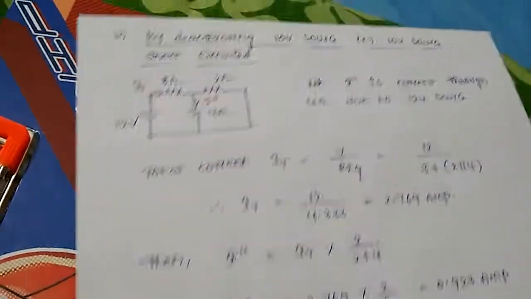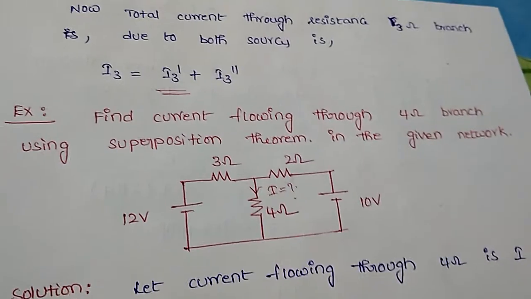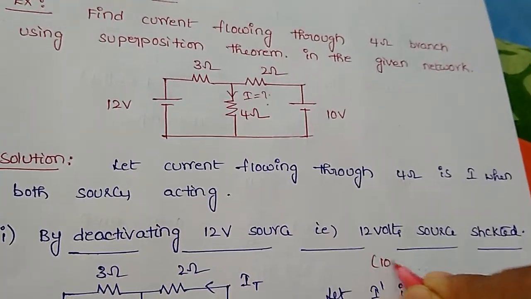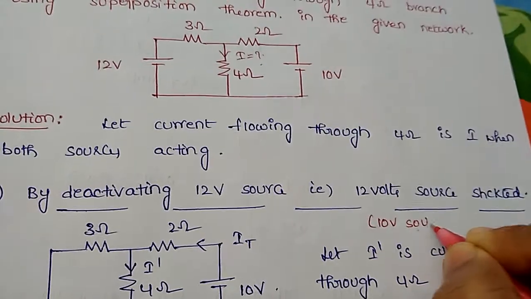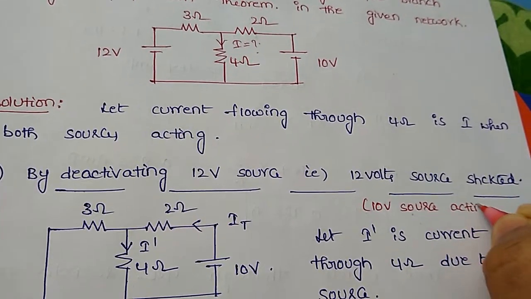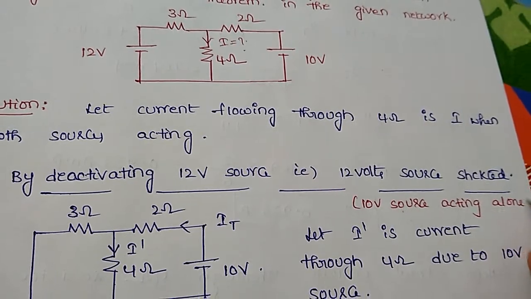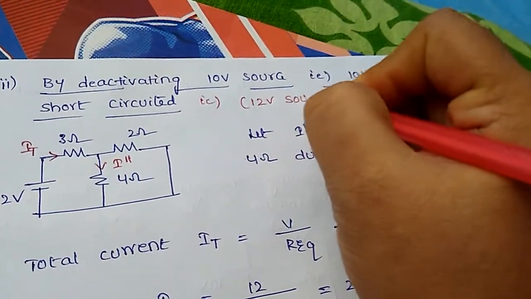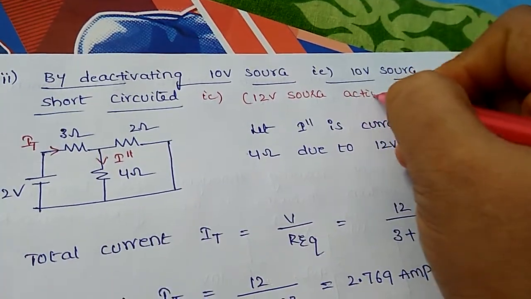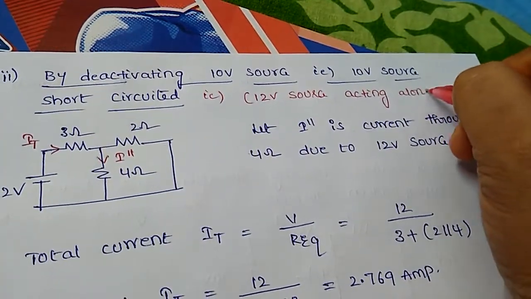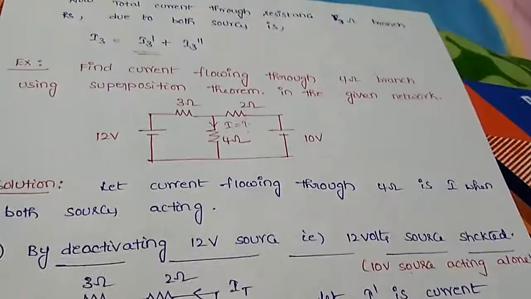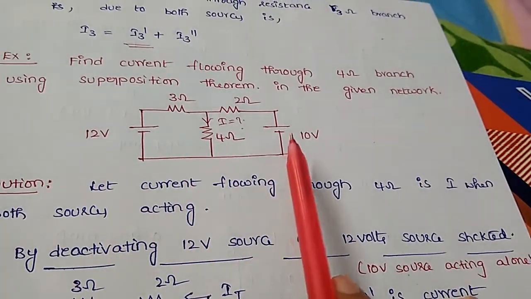amperes. So here in case 1, the 12 volt source is short circuited, meaning the 10 volt source is acting alone. And in case 2, the 12 volt source is acting alone. Like this, if in this case 2 sources are there, that's why we are considering only one source by removing all the other sources.